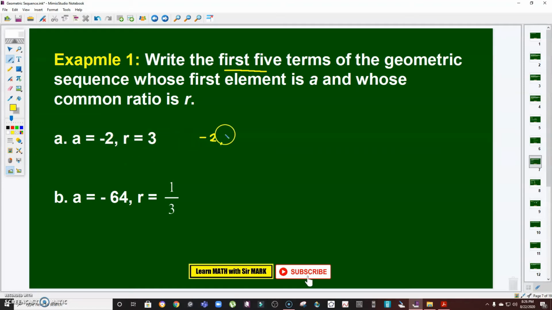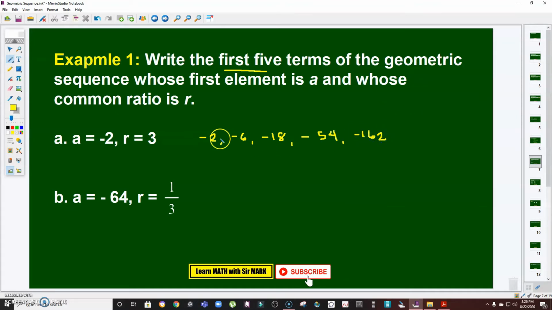the second term will be obtained by multiplying negative 2 by the common ratio r. So that is negative 2 times 3 will give us negative 6, times 3 will give us negative 18, times 3 will give us negative 54, and times 3, so negative 54 times 3 will give us negative 162.